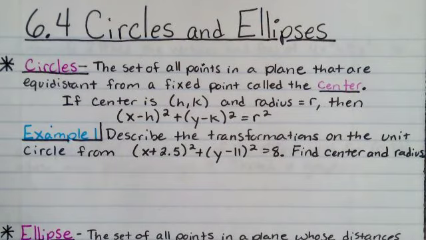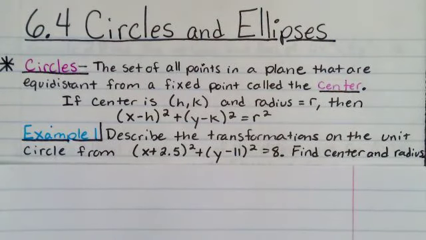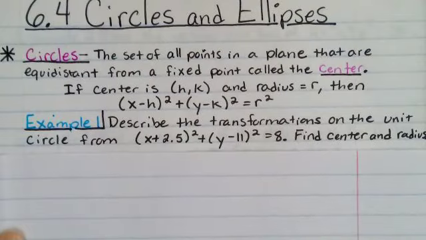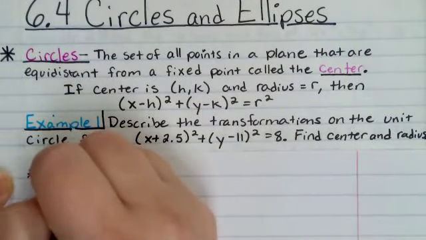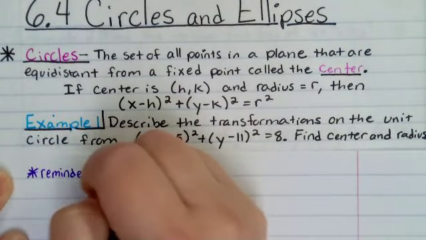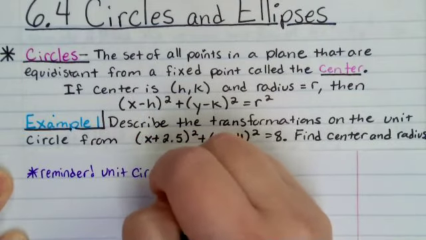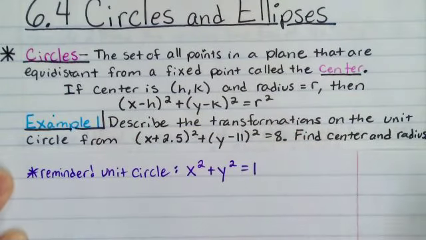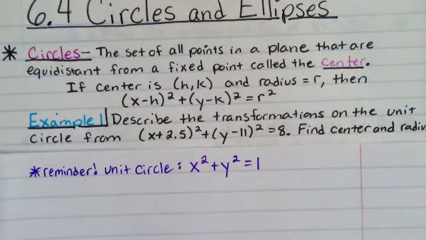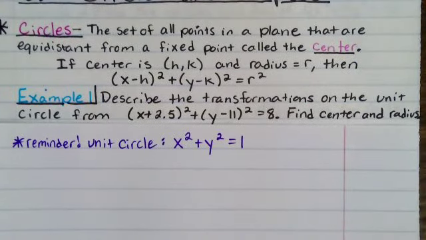I'm going to put a little reminder as to what that was, so that when you're trying to understand what we're talking about here, you can just remember. So here's our little reminder. The unit circle is just x squared plus y squared equals 1. So we're trying to think of what transformations have occurred from the unit circle.